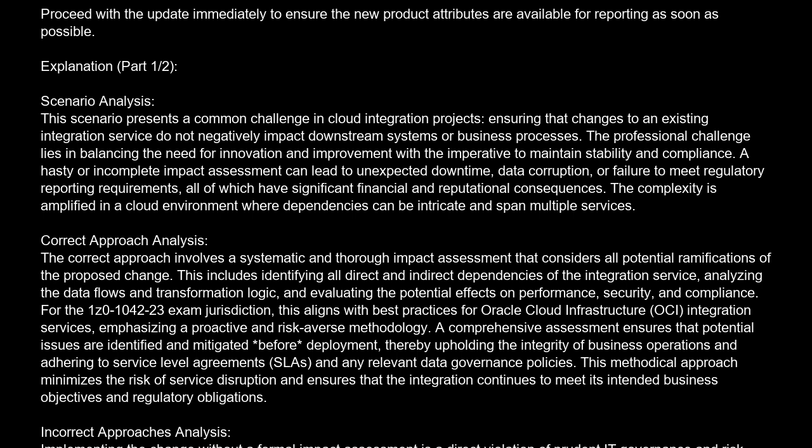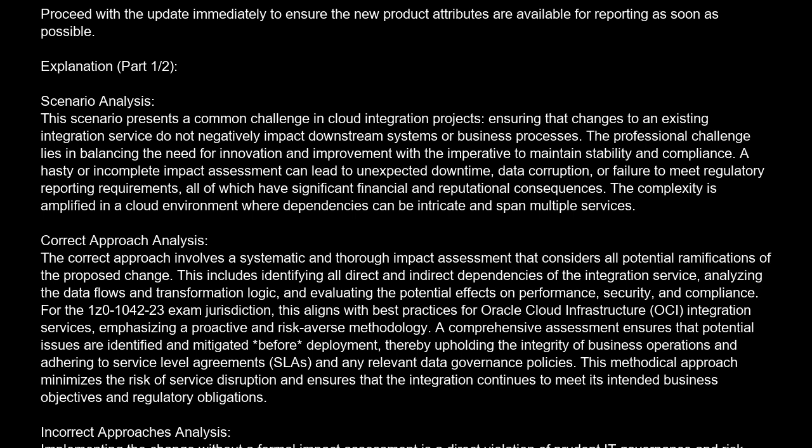The professional challenge lies in balancing the need for innovation and improvement with the imperative to maintain stability and compliance. A hasty or incomplete impact assessment can lead to unexpected downtime, data corruption, or failure to meet regulatory reporting requirements, all of which have significant financial and reputational consequences. The complexity is amplified in a cloud environment where dependencies can be intricate and span multiple services.